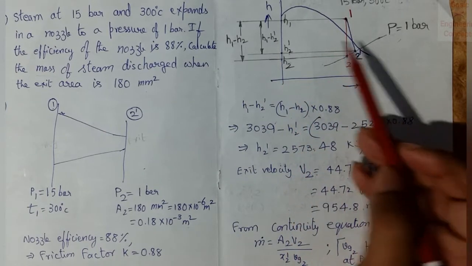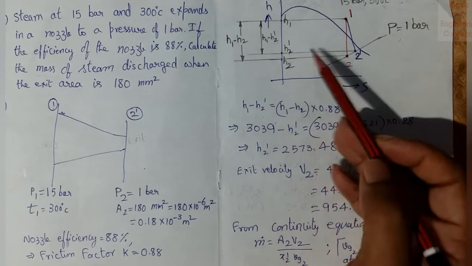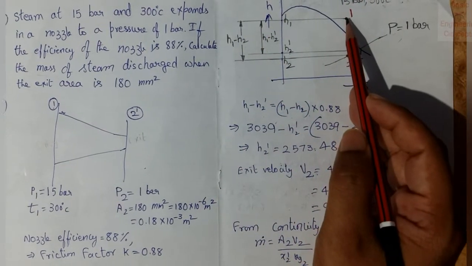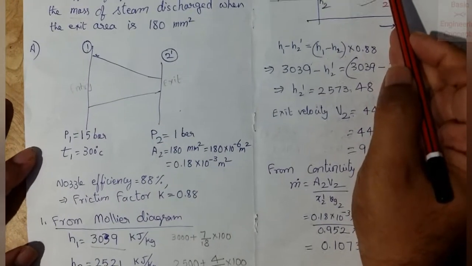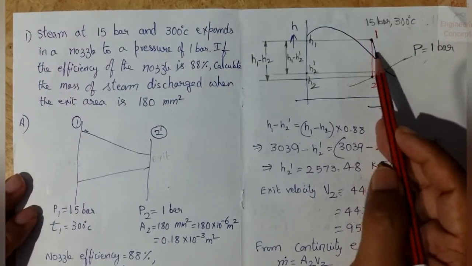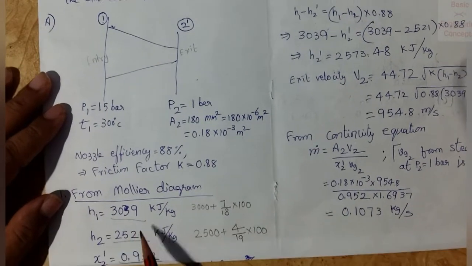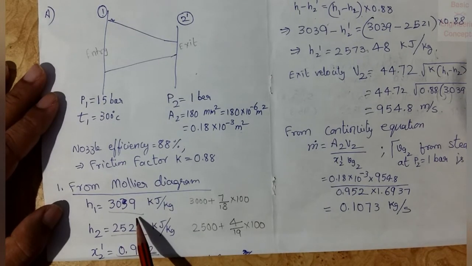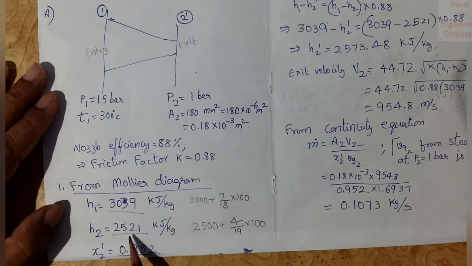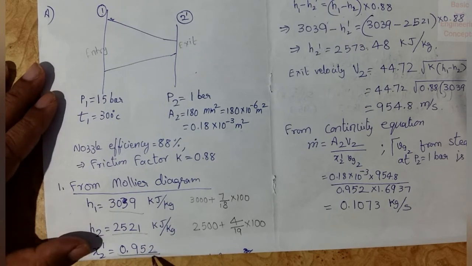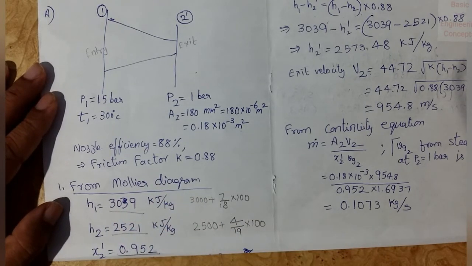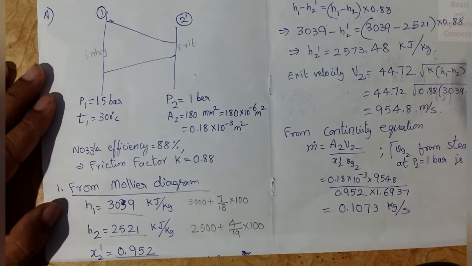All of 1, 2, 2 dash, H1, H2, H2 dash, we have to represent them on the steam tables. The value of H1 from the graph, from the Mollier diagram, is 3039. This is the first method. H2 is 2521 kilojoule per kg. X2 dash is 0.952. So now we'll see how we got these three values from the Mollier diagram.